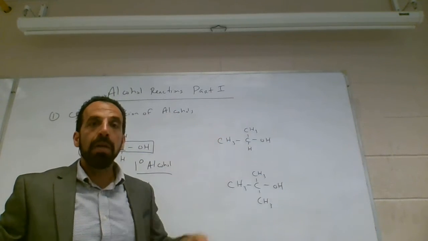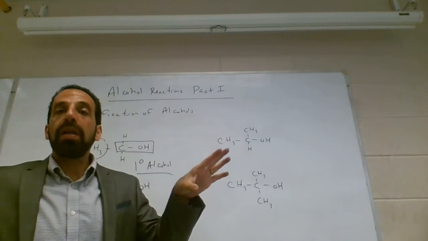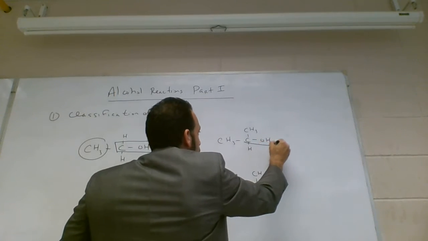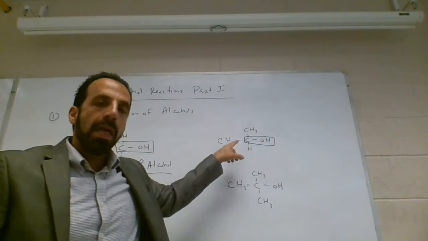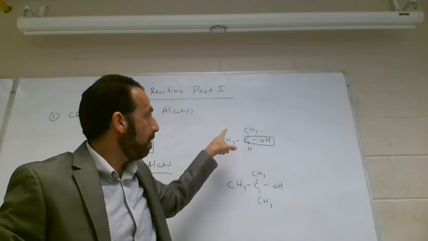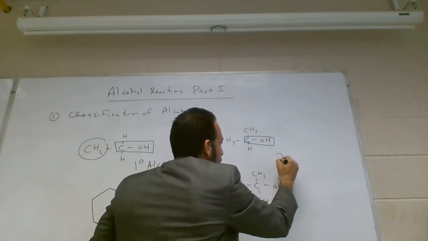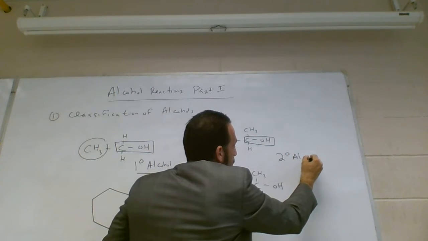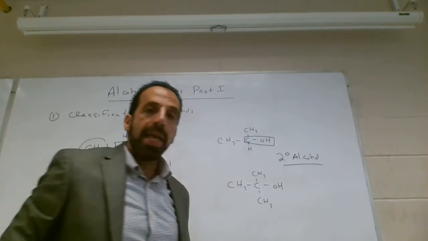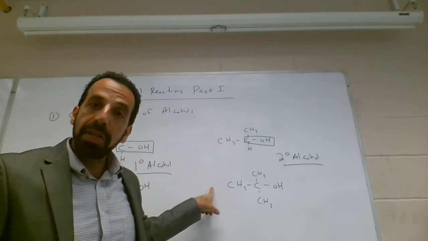Let's look at the second one right here. In this case, again, we're looking at the carbon bonded directly to the OH, so this one right here. This carbon is bonded to two other methyl groups, here and there. It doesn't have to be methyl, it could be any type of carbons in there. So in this case, I call it a secondary alcohol.